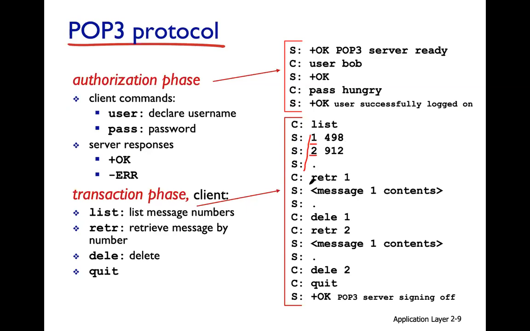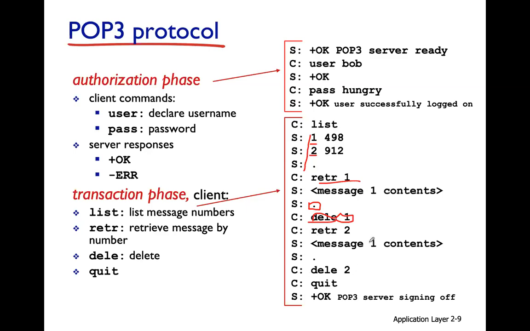And then the client will say, okay, retrieve the first message, then it gives you the first message and uses the dot as the end. The server will end this using the dot for each email. Then delete one means you will delete the first message at the server side. So the server will delete it. So the protocol says that you will delete the first message, and then you retrieve the second message, and then you get the message and then you delete the message.